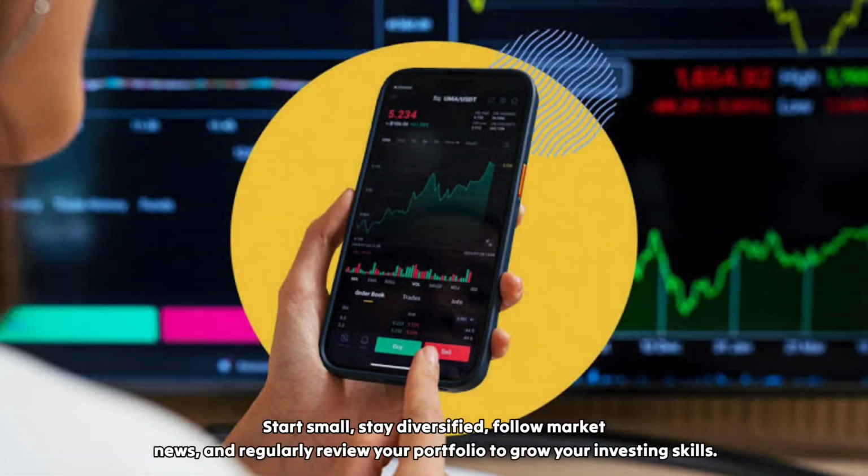Start small, stay diversified, follow market news, and regularly review your portfolio to grow your investing skills.